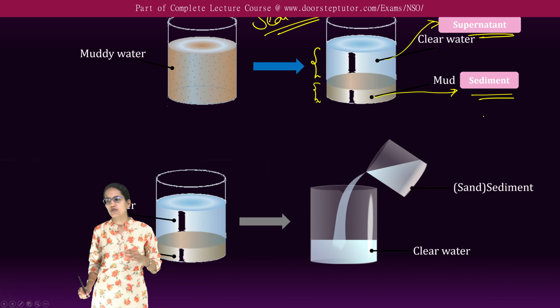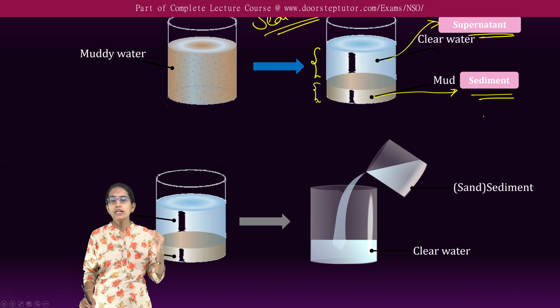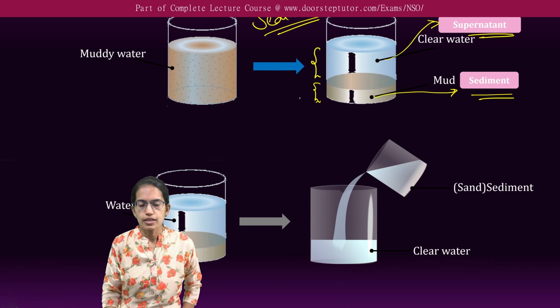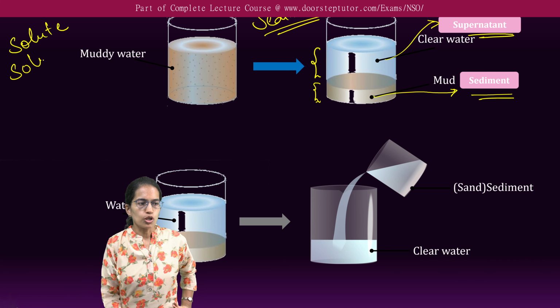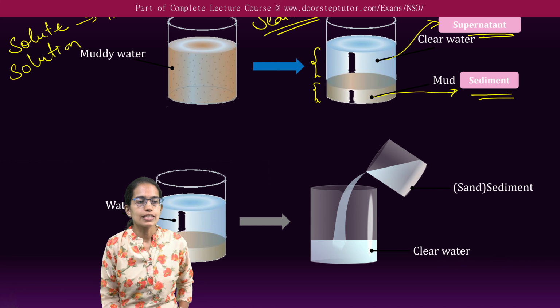So this is a process of separating the insoluble solute. So what is this solute? Solute is one which dissolves in the solution. So solute dissolves in the solution, but this solute is what? It is insoluble. It does not dissolve and therefore it settles down.